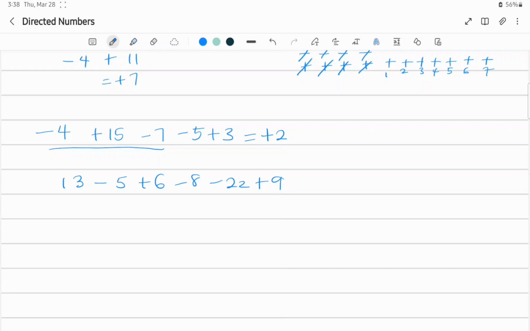Then minus 5 means I go to the bank to take a loan of 5 naira. So I'll be left with just 8 naira in my account. So having 8 naira in my account, I go again to deposit 6 naira. And that will mean I have 14 naira now. So right here, this gives us 14. So having 14 naira in my account, I go to take a loan of 8 naira. So that means I will be left with just 6 naira in my account. So right here we have 6.